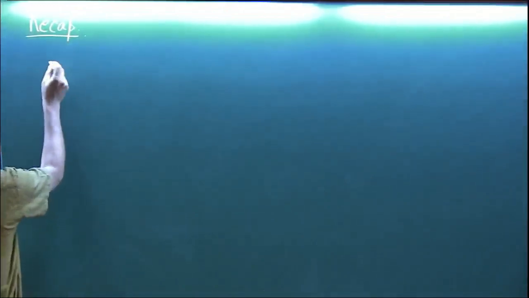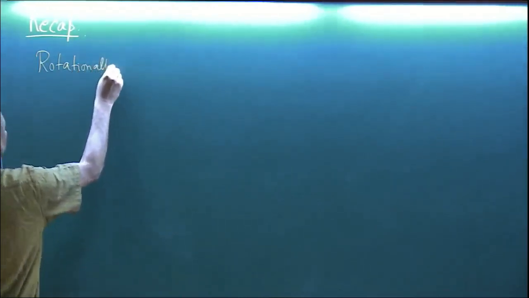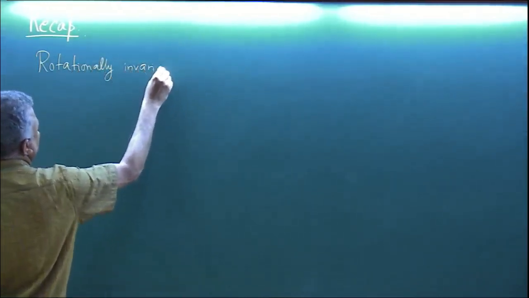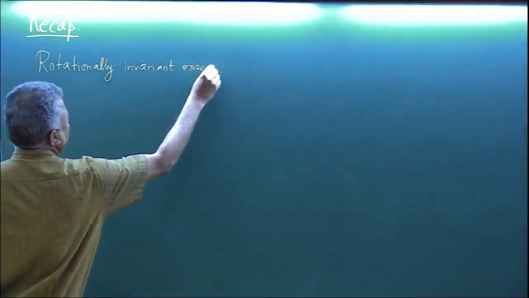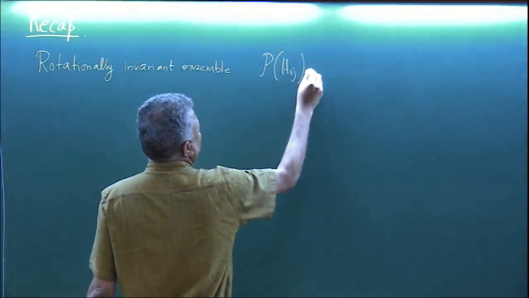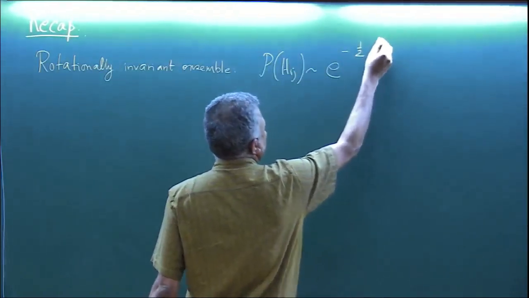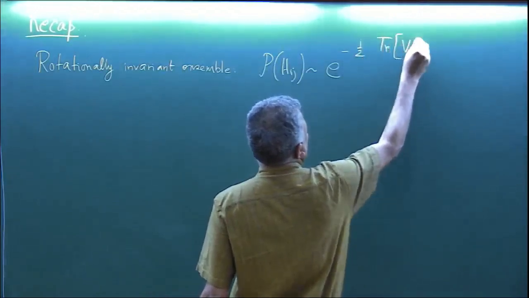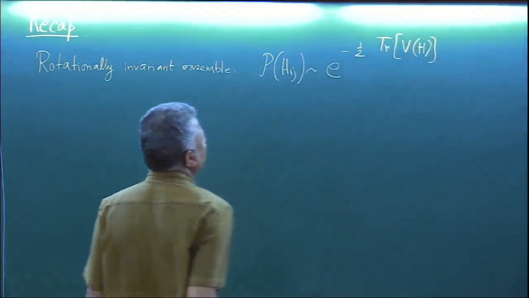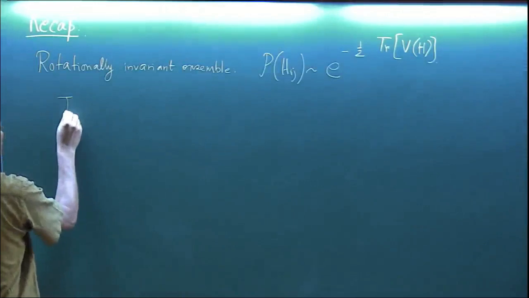So we saw yesterday that for any rotationally invariant ensemble, the probability distribution of the matrix elements is proportional to exponential minus some constant times trace of some V of H. In that case, we could compute the joint distribution of eigenvalues.